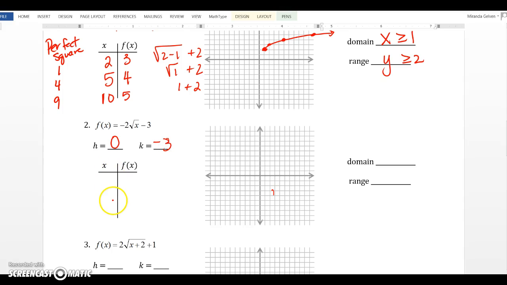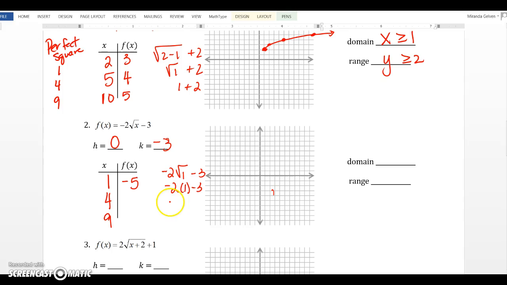Okay, so now let's pick x values that make perfect squares under the radical. Well, notice it's just x. So perfect squares under the radical are no big deal. We can pick 1, 4, 9. So let's do the math. When I get -2 times the square root of 1 minus 3, make sure you do your order of operations. This is being multiplied first. So that would be -2 times 1 minus 3, or -5.